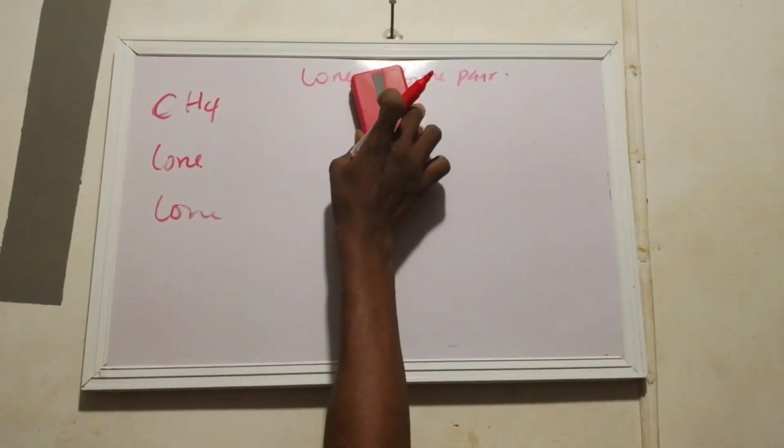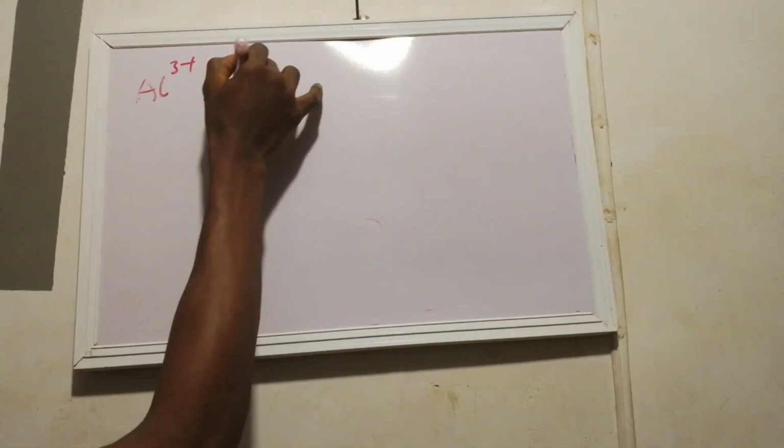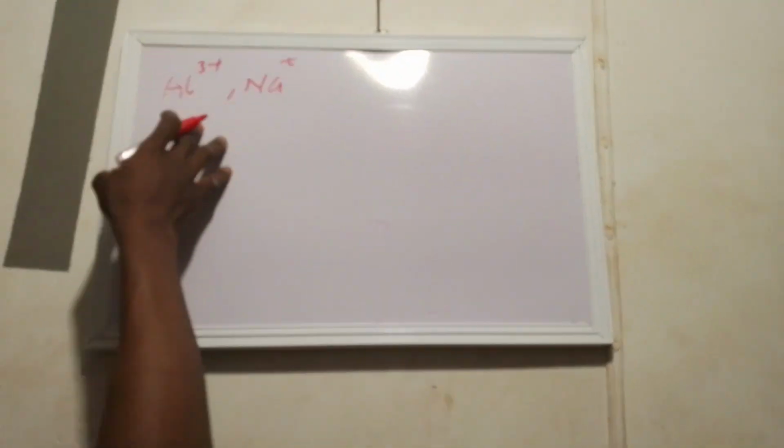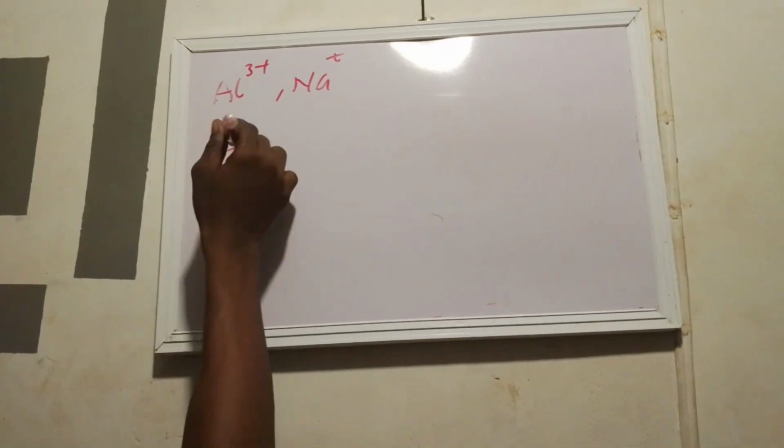So what kind of element are they? What is common between them? So this is most likely isoelectronic. You can see aluminium has atomic number of 13. The positive there means it has lost 3 electrons. When you subtract 3 from it, you have 10. And sodium as well, it has atomic number of 11. When you subtract 1 from it, it has 10. So that means they are isoelectronic.